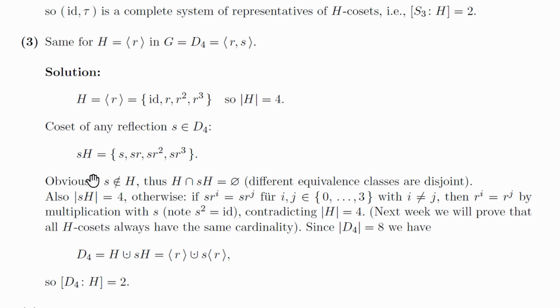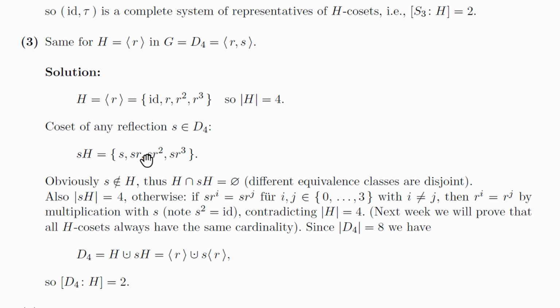So the equivalence class of this, which is nothing but the left coset, must be disjoint from this coset, which is the equivalence class of the identity. Or you simply argue that these all are reflections and these are all rotations. So those two cosets are disjoint.